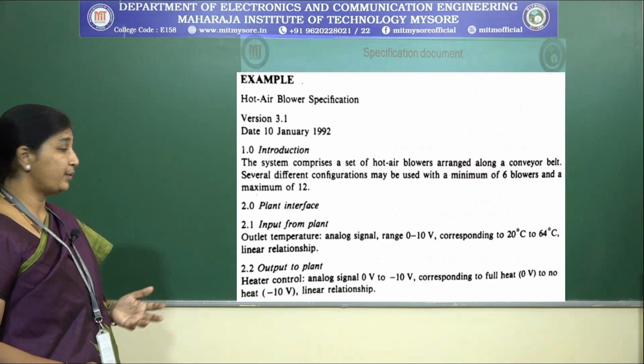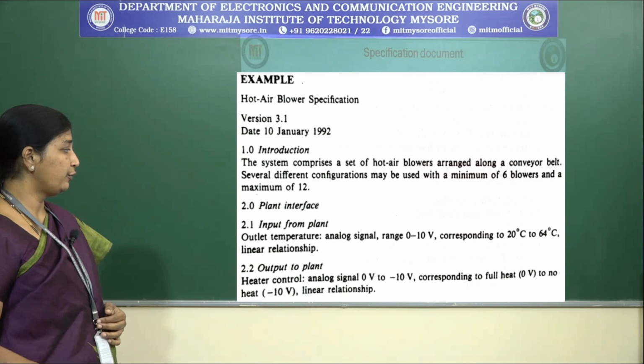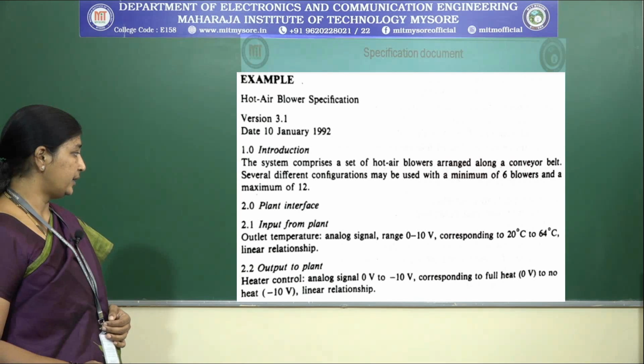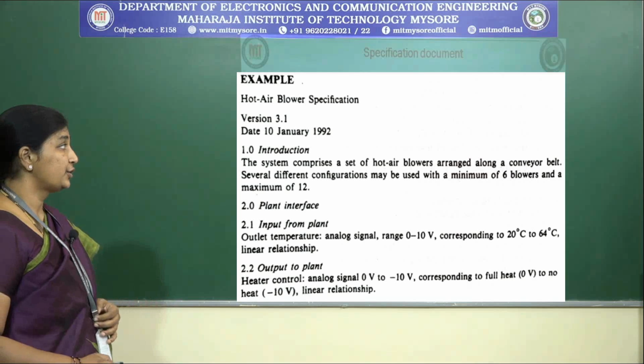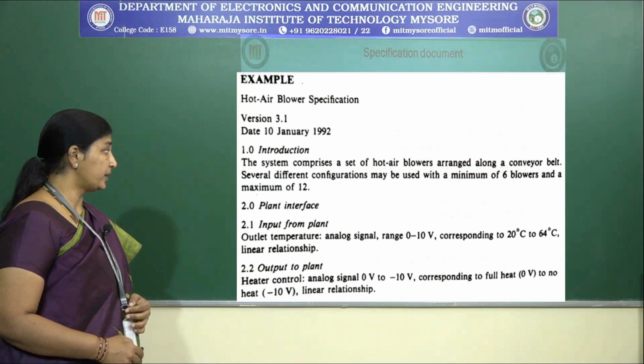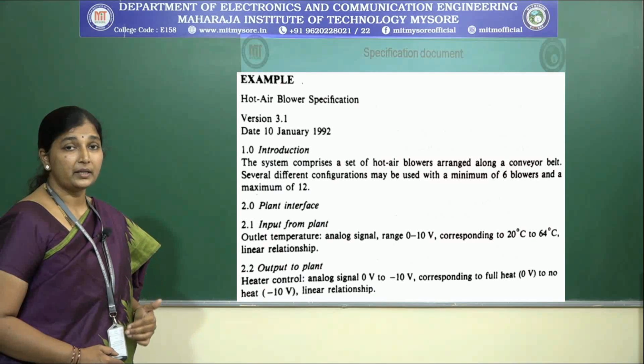which is set as heater control analog, about 0 to 10 volts, corresponding to full heat at about 0 volts, and no heat at minus 10 volts, and it is a linear relationship. So this will be your output plant. So you have the introduction, the input plant requirement, and the output plant.